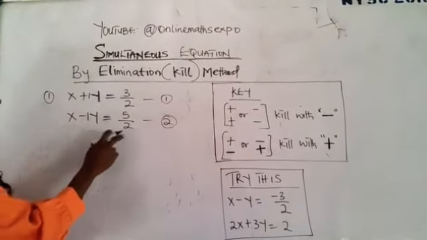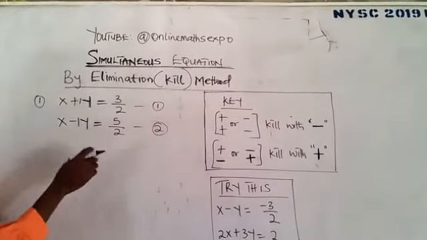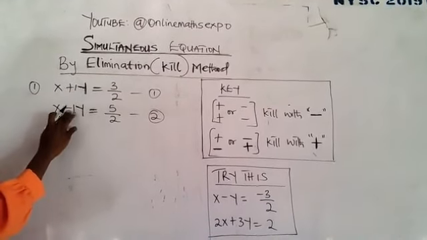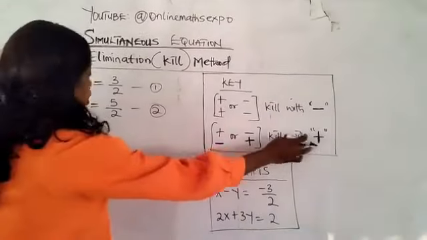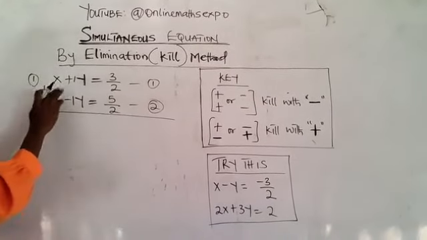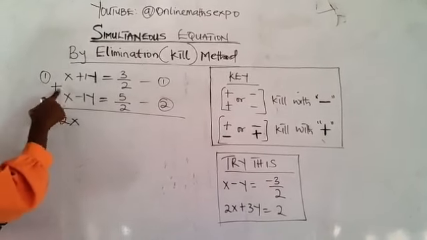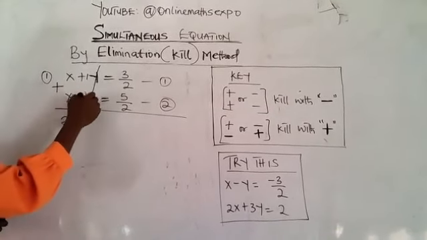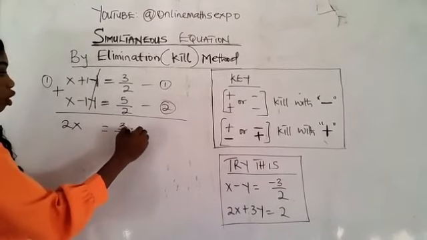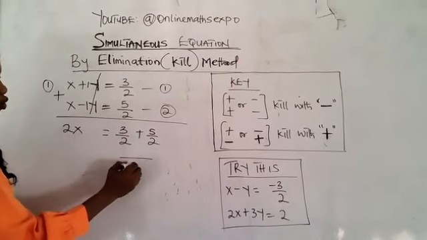Remember we have it that if it is plus and minus, we kill with a plus sign. So in this case, since we want to kill y, and y here has plus and has minus, we are going to kill it with a plus sign. So we are going to add these 2 equations together. In that case, we have x plus x will give us 2x. Then y plus minus y has been killed, which is equal to 3 over 2 plus 5 over 2. We use the LCM of 2 and 2 to be 2.